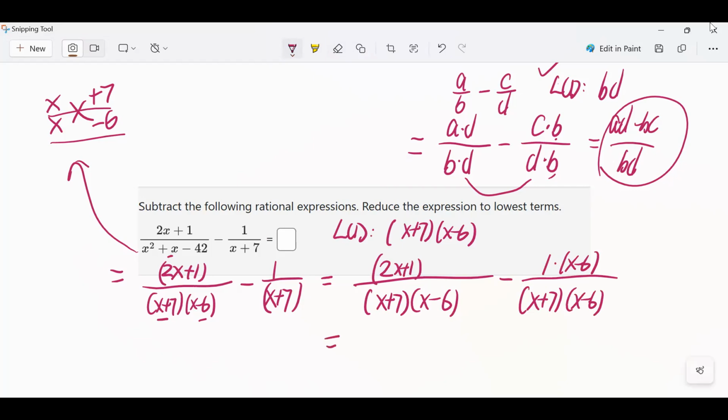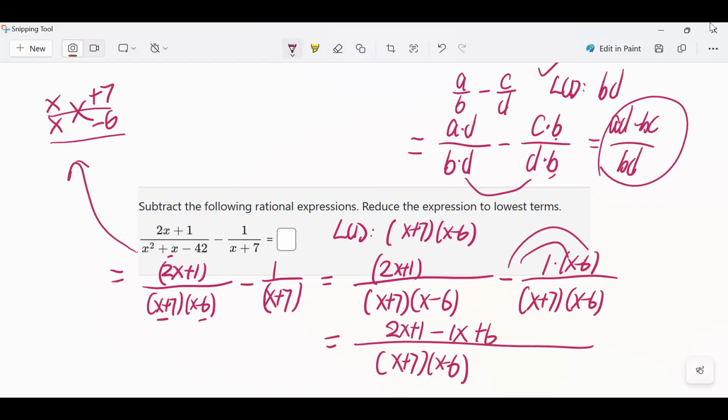Now, combine like terms, keep the denominator. So 2x plus 1 minus, it's really minus 1x. Minus 1 times minus 6 is adding 6 to that. Now, combine like terms: 2x minus 1x is x. 1 plus 6, 7.